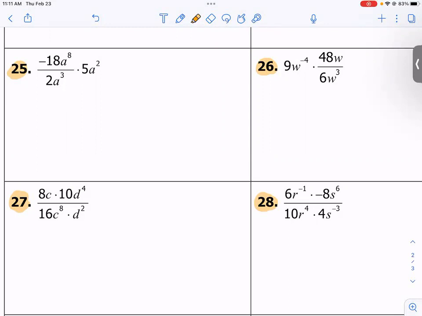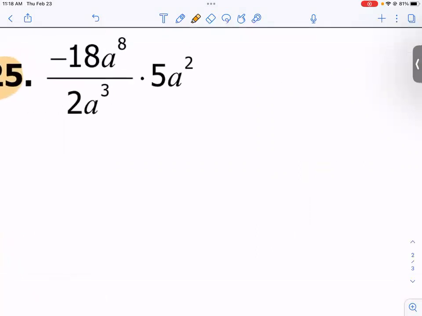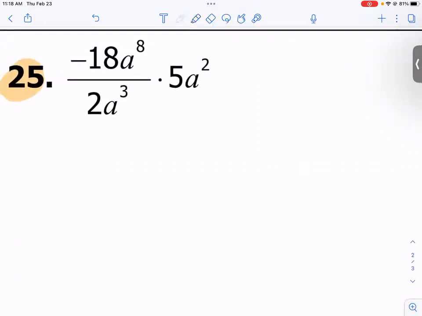Wait, what number were those? Where's my iPad? Okay, so I think that number 25 went really well. When I'm looking around the room, I'm seeing good things for 25. Now you need to be writing this down along with me. Right here, we can take negative 18 divided by 2 to get negative 9.